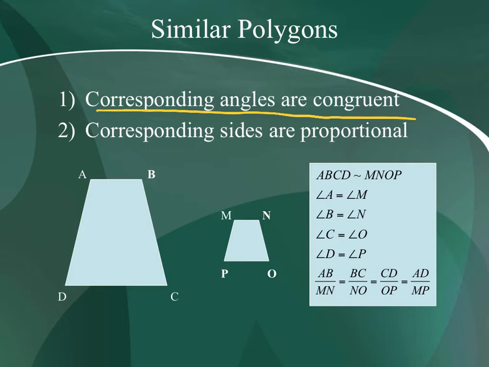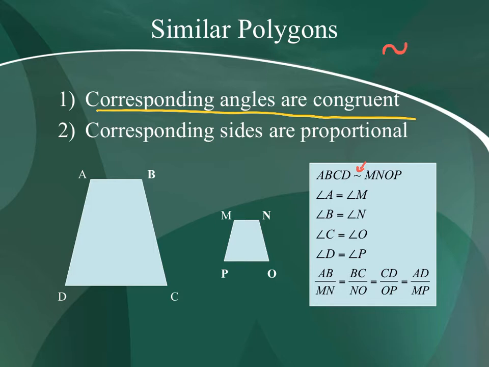So one thing to notice here is this little dash, as we just called it a moment ago. This little squiggly line is not the congruency sign. It's the similarity sign. It means that two things are similar. And what does similar mean? Well, it means that two shapes have the exact same angles.